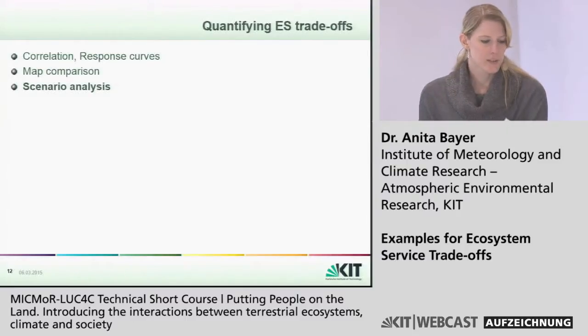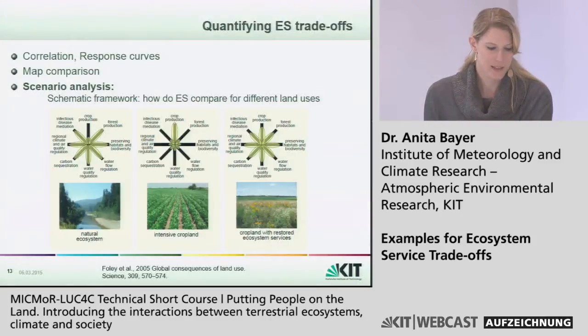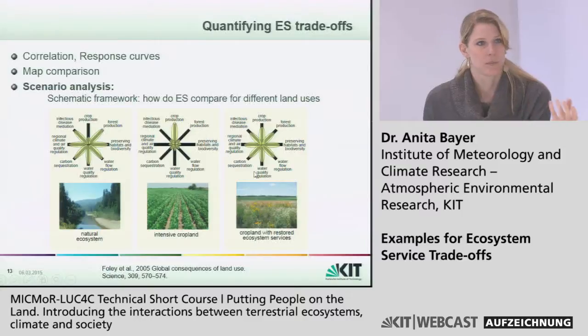Another technique to do ecosystem service trade-off analysis is by scenario analysis, so that comes close to what you did. And this is now a schematic framework where they analyzed 3 different hypothetical land uses just based on expert knowledge. So they hypothesized that a natural ecosystem provides quite a number of services, but what it does not do is produce crops. In comparison, a very intensive cropland produces quite a number of services on a very low level, but it does produce quite some crops. And what they envision is a cropland with restored ecosystem services, where nearly all services are provided on a nearly equal level that would be sustainable to fulfill the demand.